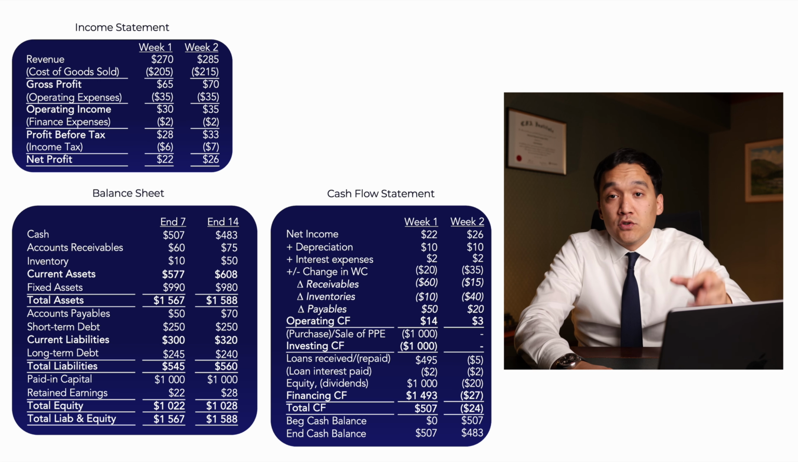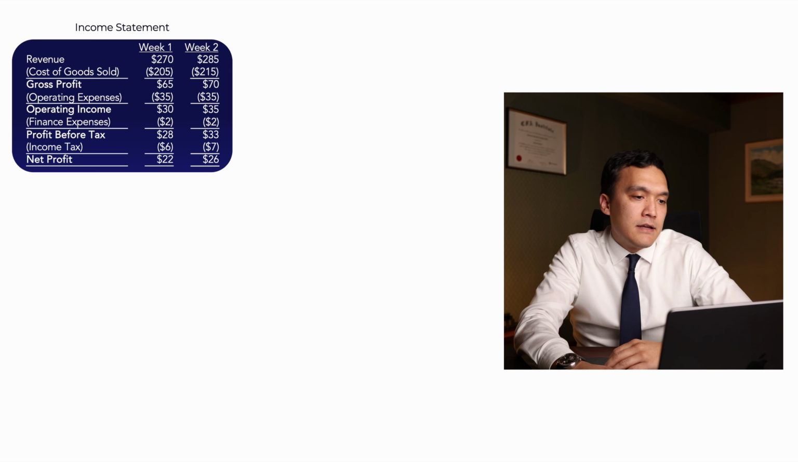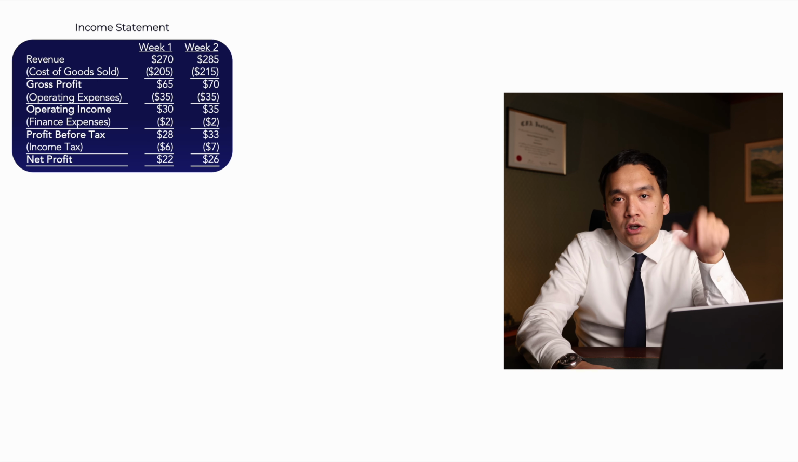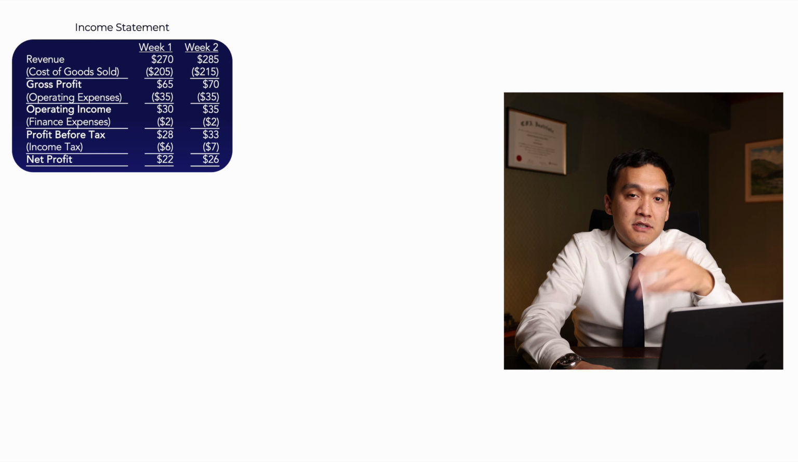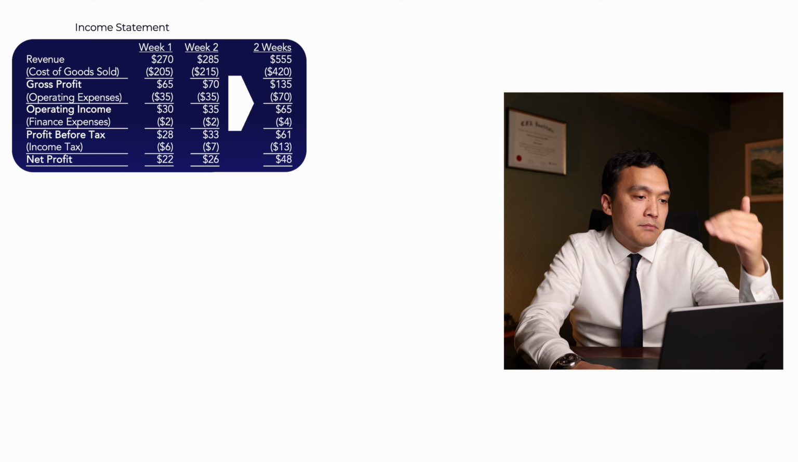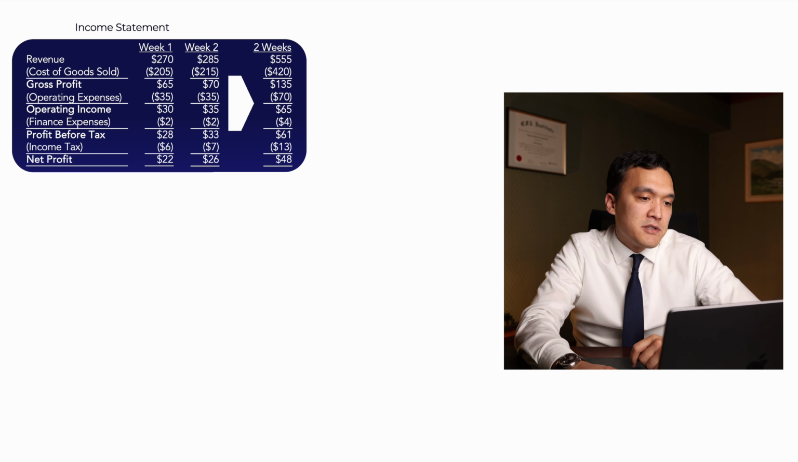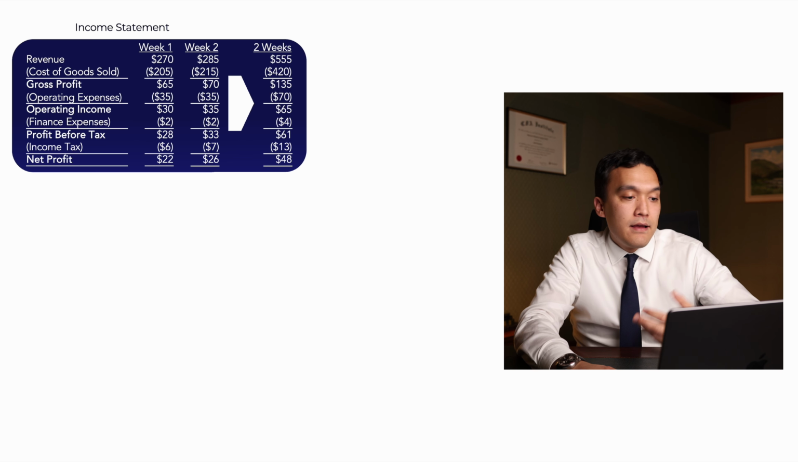So first we want to adjust our financial statements to make them more usable for our banking purposes. I'm starting with the income statement. What we want to do is combine week 1 and week 2 to get an income statement for 2 weeks. It's quite simple to do. We just add line by line week 1 with week 2 and we get the income statement for 2 weeks.